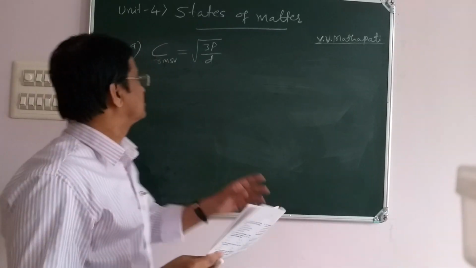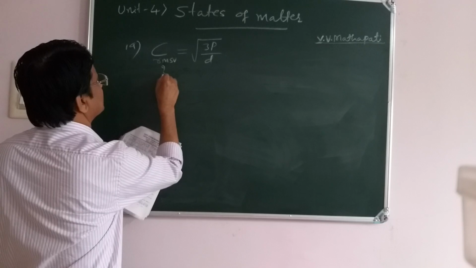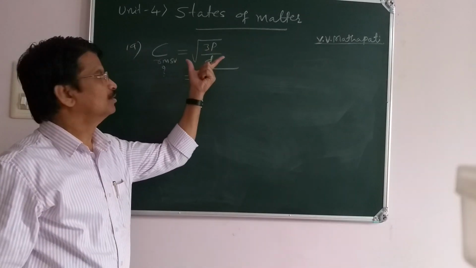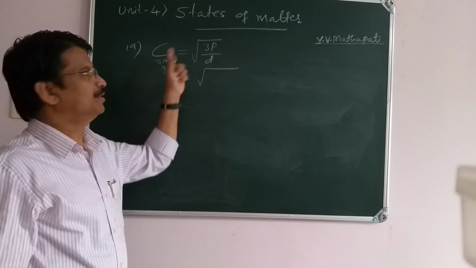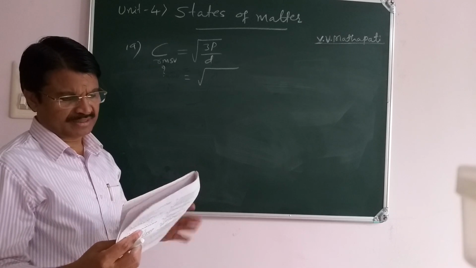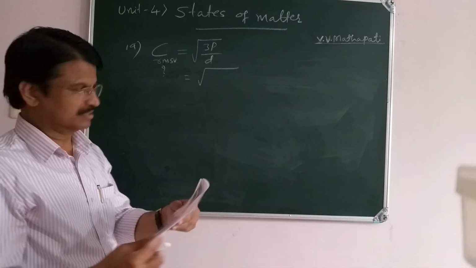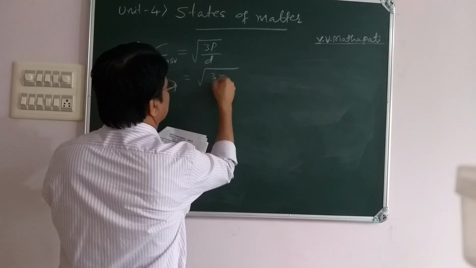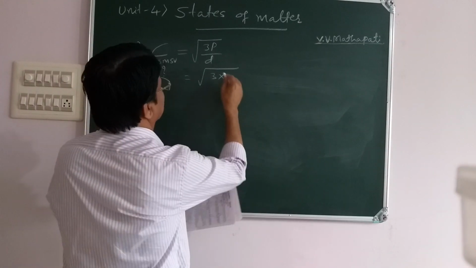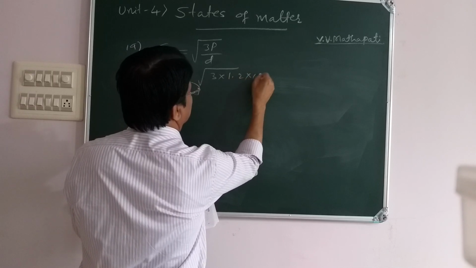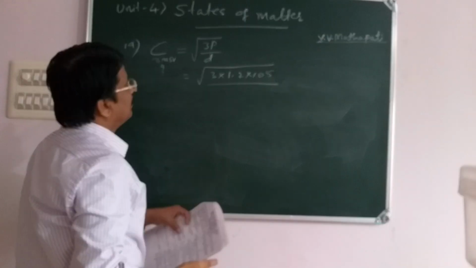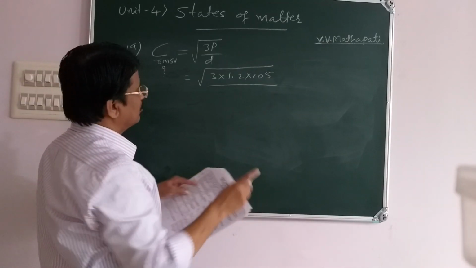RMS velocity of molecules. This you have to find out. Substitute the value 3. But mainly here you have to write the formula of RMS velocity in terms of pressure and density and substitute. All values are given here in SI system. Therefore, 3 into pressure given 1.2 into 10 raised to 5, divided by density 4.